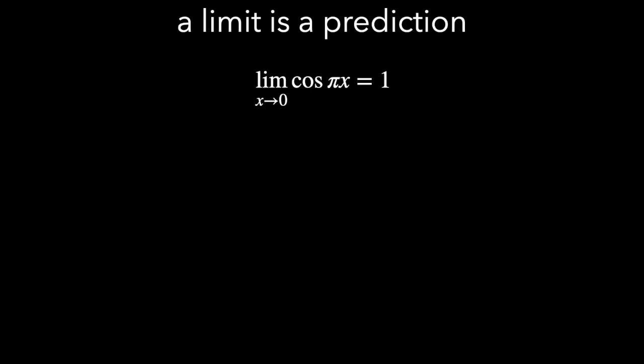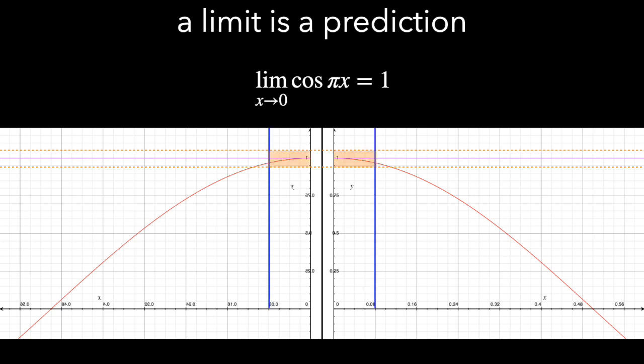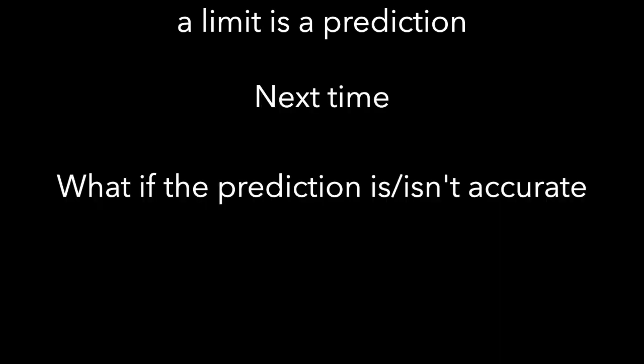Contrast that with our current function, cos pi x. As x gets close to 0, cos pi x gets close to 1. And we see that on the left side and on the right side, and we saw that overall. We can confidently make the prediction that as x gets close to 0, cos pi x is getting close to 1. And next time, we'll ask the question, what if the prediction is or isn't accurate?